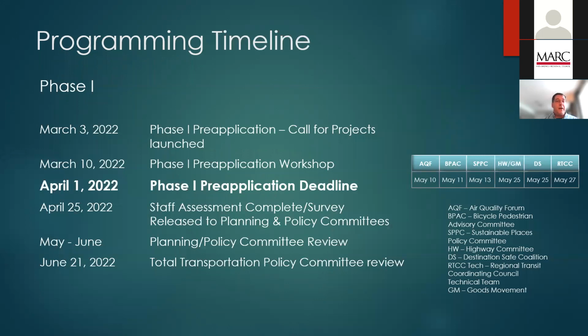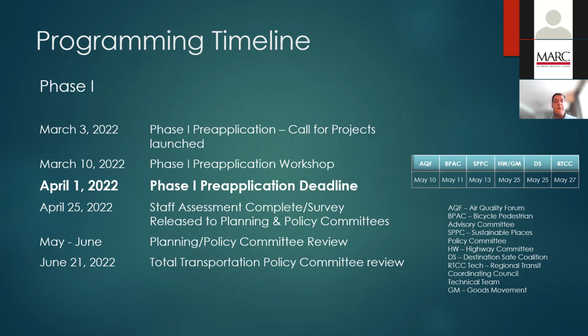Next slide. A little bit more on the programming timeline. Ron mentioned we started phase 1 last week with our announcement of the call for projects. Obviously, we're here on March 10th doing our phase 1 pre-application workshop. Applications will be due on Friday, April 1st. Then we'll go through a process as staff to assess those projects, and then start working with our planning and policy committees to work through the assessments.